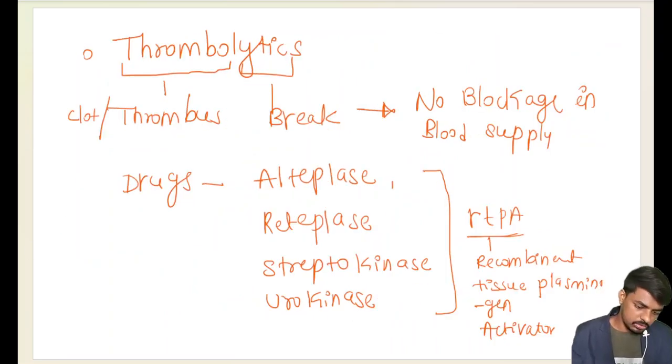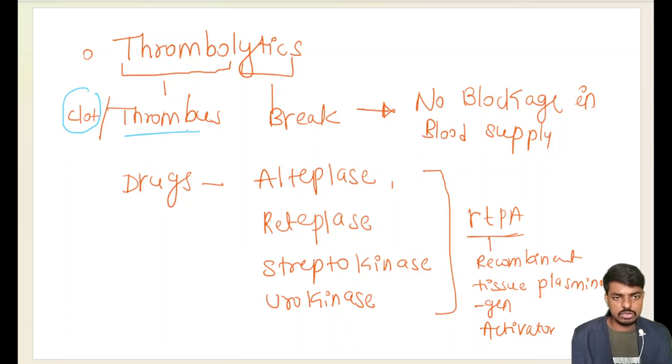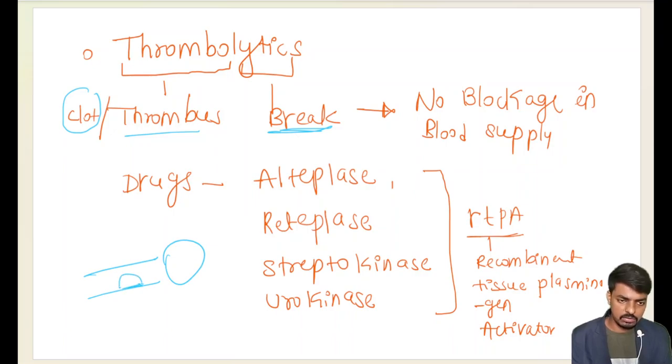Very important. What are thrombolytics? Thrombo means the clot, the thrombus, and lytics means to break. We use these medications to break the clot or thrombus. Why? Because ischemic stroke occurs due to the formation of a clot, a thrombus. So we destroy this thrombus so the blood supply to the brain is clear, and then further damage to the brain cells decreases.